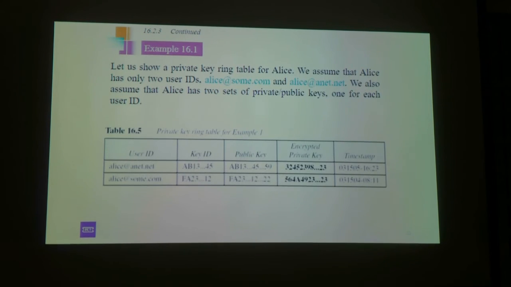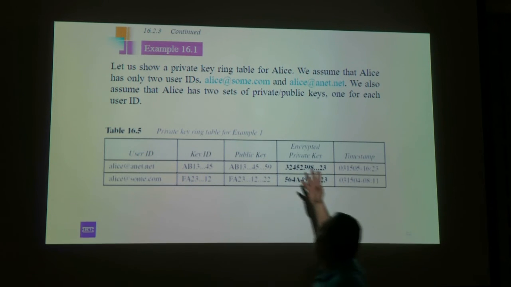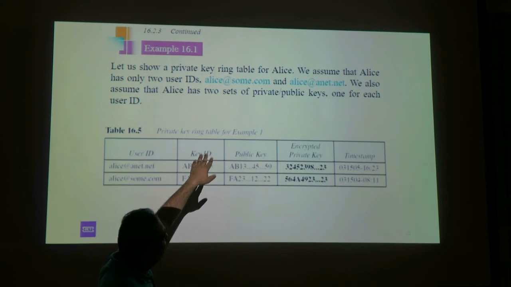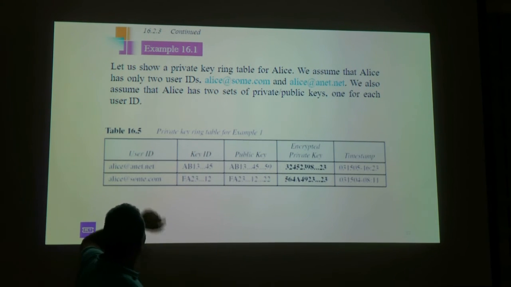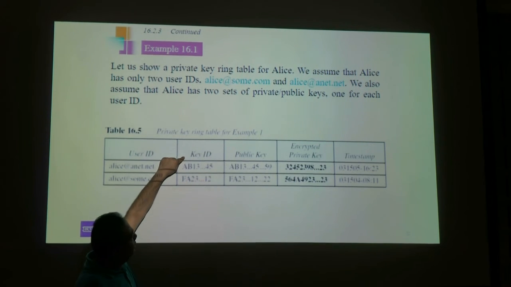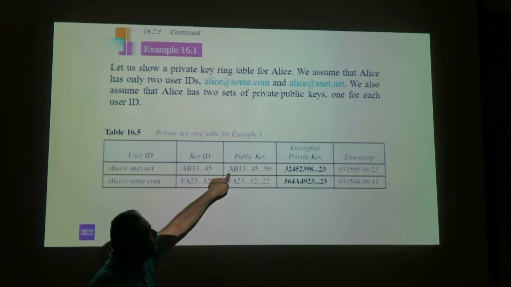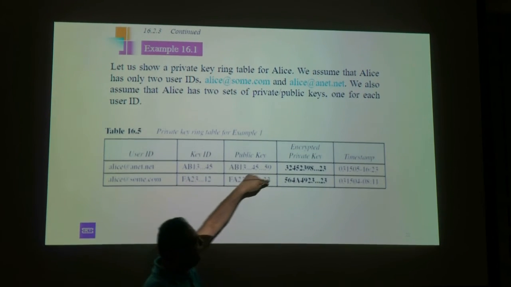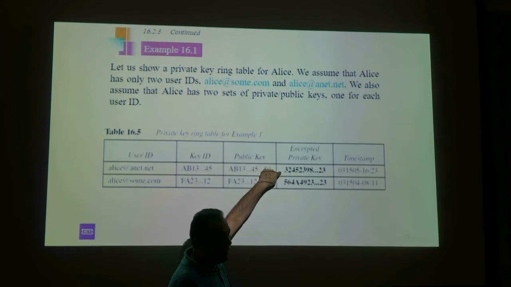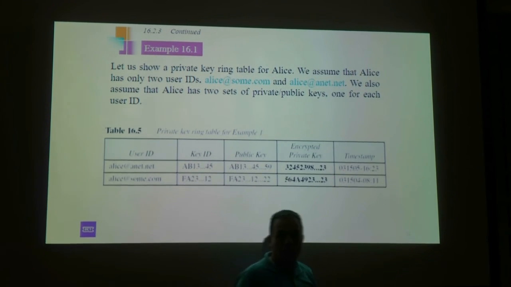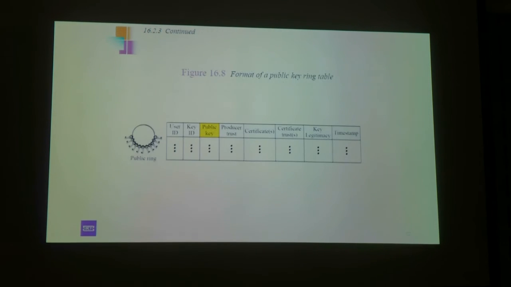Then the bigger one, in here, is an example for Alice. Let's say this person has two emails, alice@sun.com and alice@anet.net, whatever. So the user ID, the first email, the second email. The key ID will be the first 64 bits of the public key. You put it in here. Then you have the public key, and then here you'll have the private key encrypted. You save it encrypted, and this is the timestamp. Okay, so that's what you usually will have.